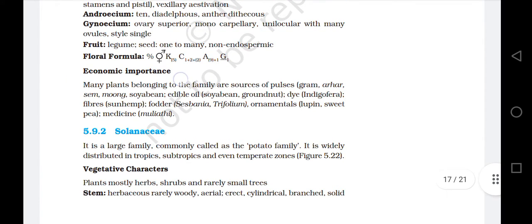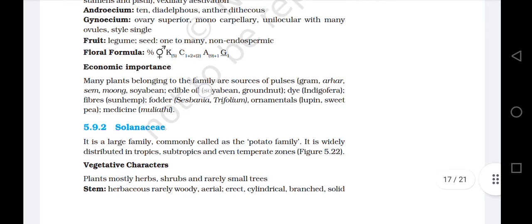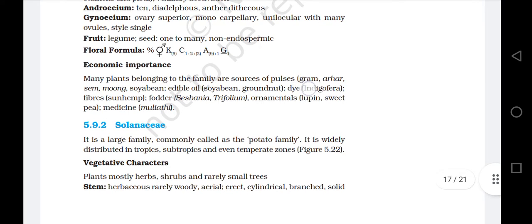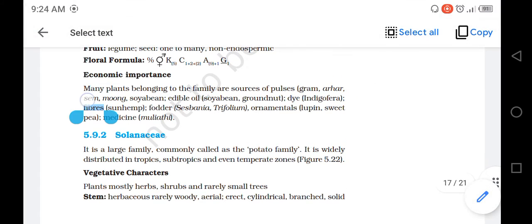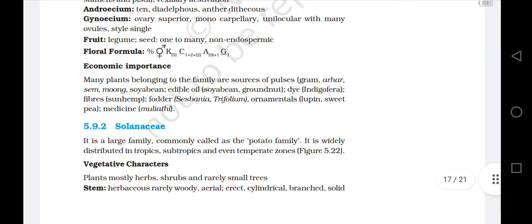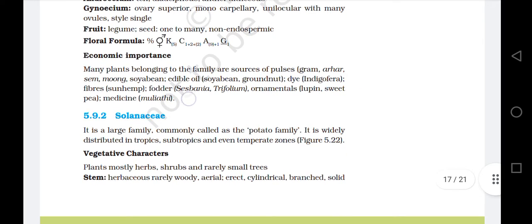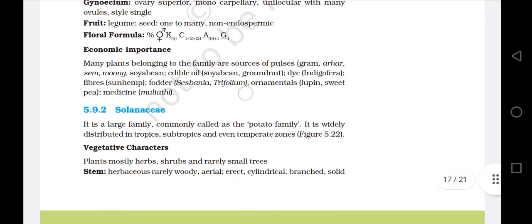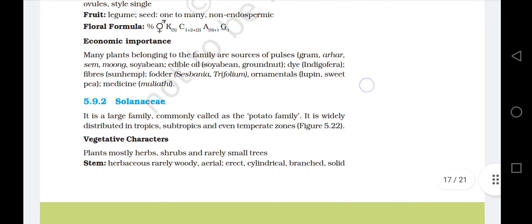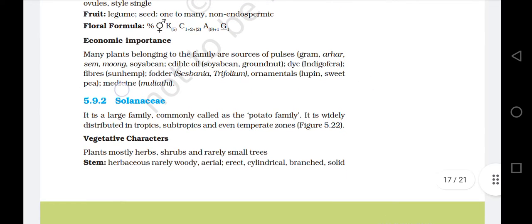Economic importance. Many plants belonging to the family are sources of pulses: gram, arhar, moong, and soybean; edible oil: soybean and groundnut; dye: indigofera; fibers: sunhemp; fodder: sesbania and trifolium; ornamentals: lupin and sweet pea; medicine: mulethi.